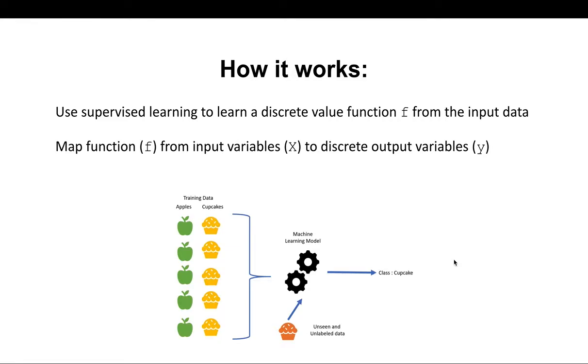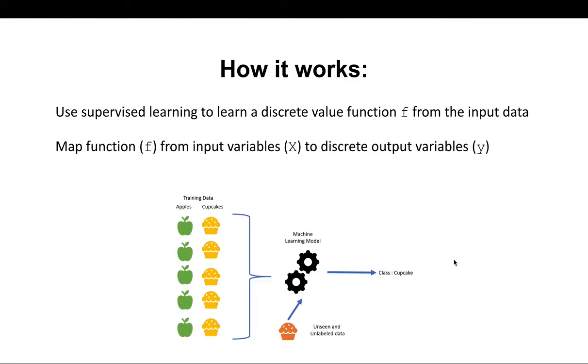In other words, supervised learning works with input and output pairs. We need both input and output for the model. In other words, we're mapping a function f from the input variables x to discrete output variables y. The graphic below illustrates an example of the supervised learning process for classification.